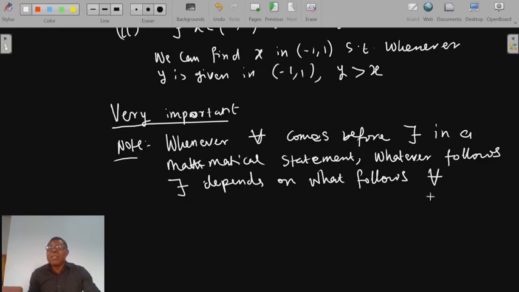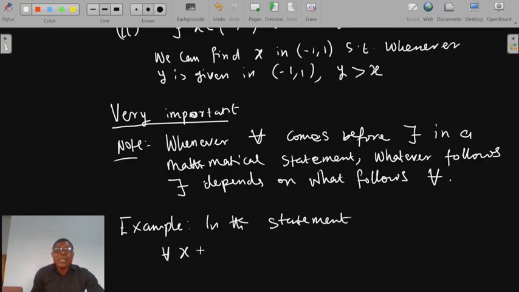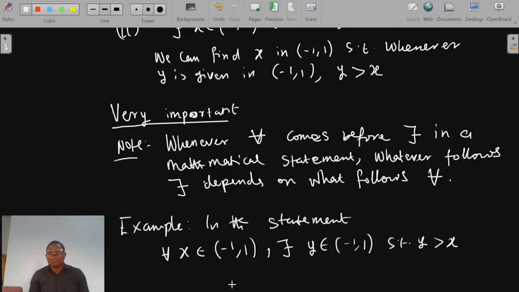The way this sounds, it may not be all that clear until I give an example. Let us look at the following example. In the statement, for any x in minus 1, 1, there exists y in minus 1, 1, so that y is bigger than x. In this statement, we observe that for all comes before there exists.